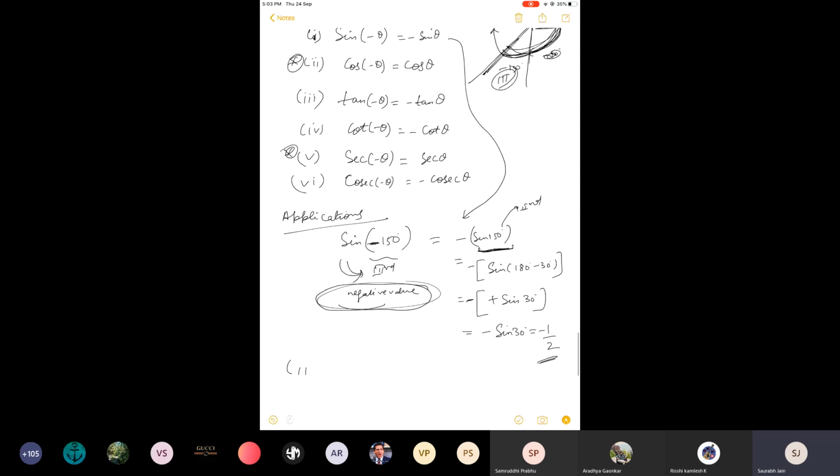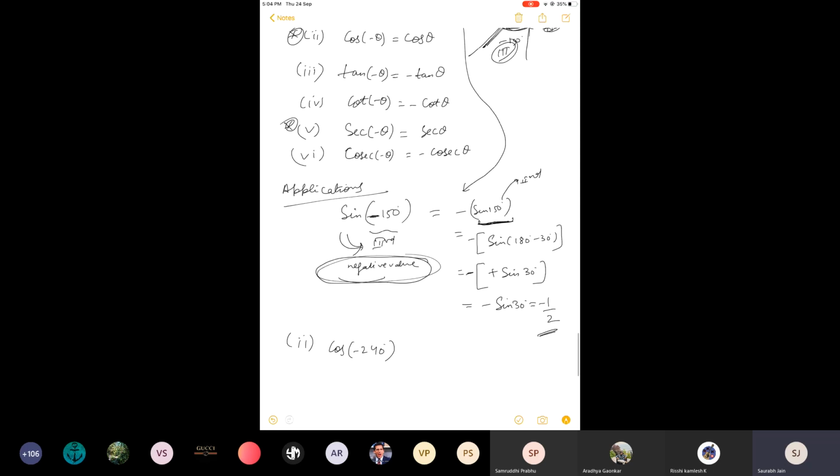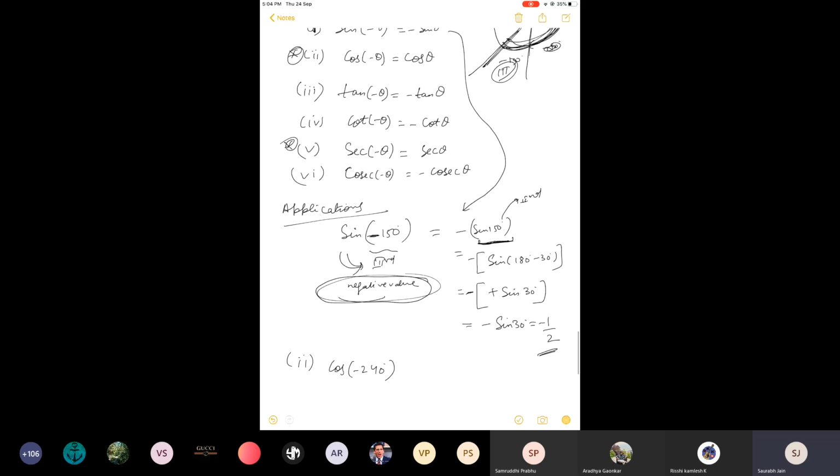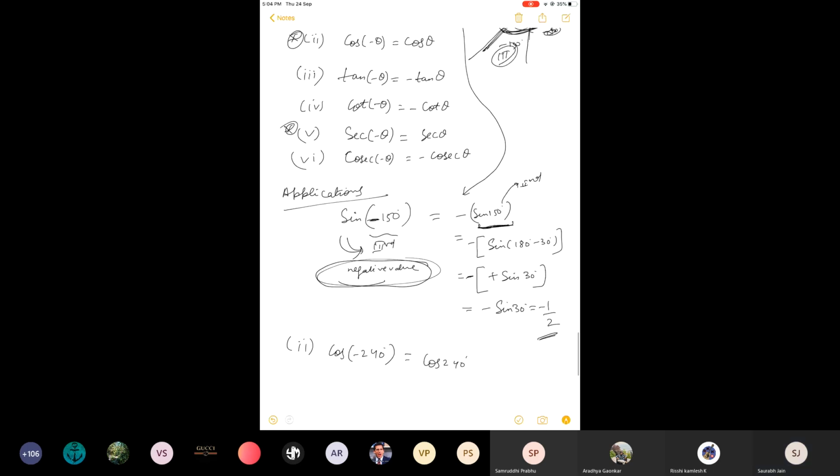Similarly, if you have cos of minus 240 degrees. First thing, the minus is absorbed. So it is the same thing now. Now you can solve using this second formula. So cos of 180 plus 60 is minus cos 60, and minus half will be the answer.